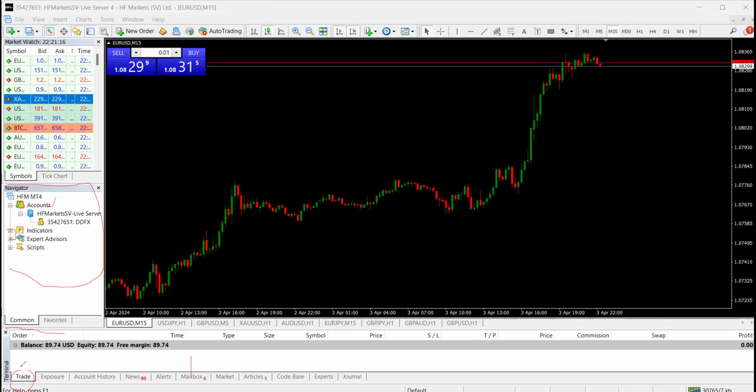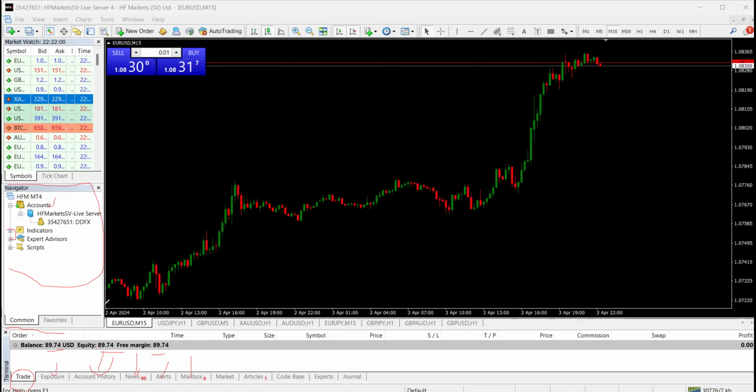See the trade here, over here. When you execute any trade and it's running, you will see them here. Then you can see your balance, your equity, and your free margin. These are all things you will understand as we progress with the session. Then you can see exposure. What asset do you trade more often? Your account history, news, alerts, mailbox, market articles, code-based, expert, and journal. So journal is not about your trading approach, but anytime you try to open the portal or the terminal, what are the feedbacks that come? These are things you see.